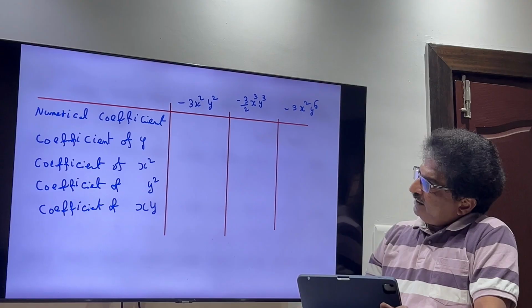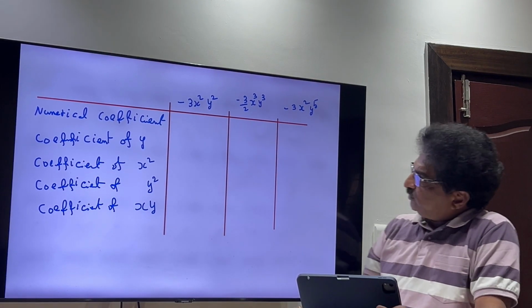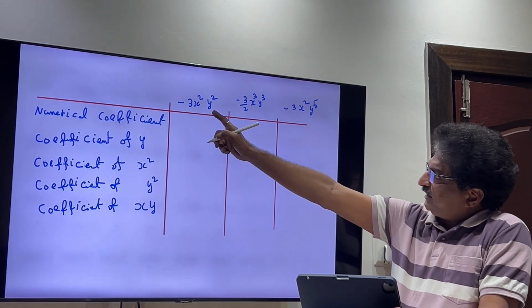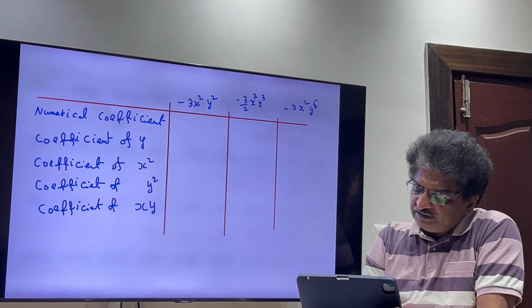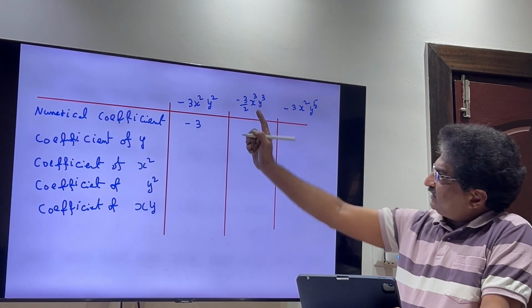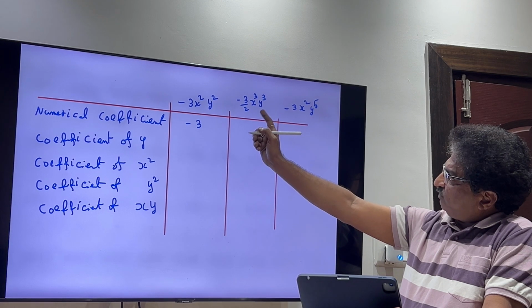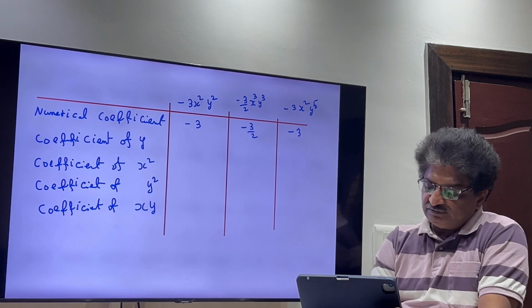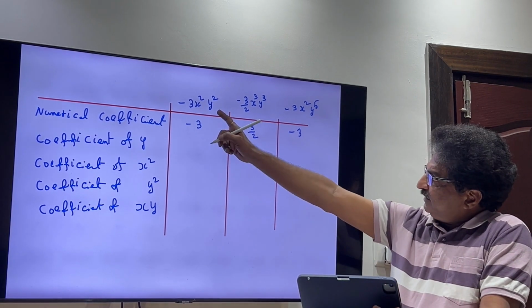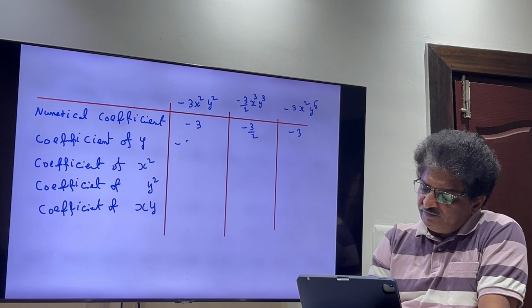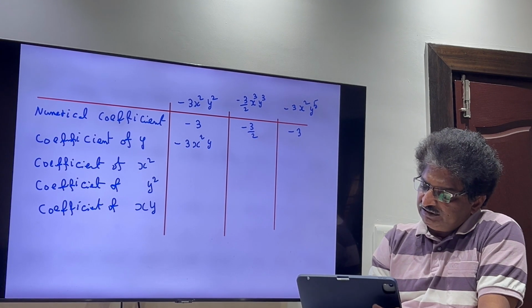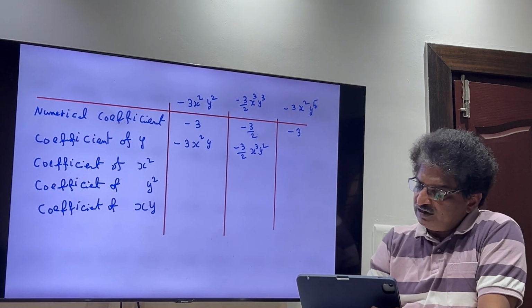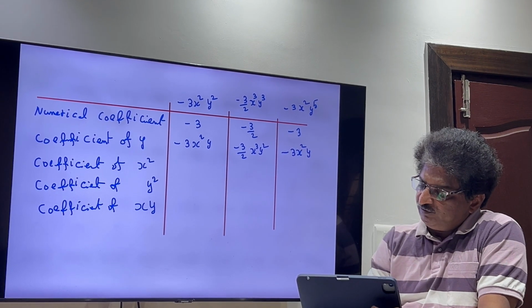This is about coefficient. Let us discuss some more examples about coefficients. Here, in the first example, minus 3x square y square. What is the numerical coefficient in this one? Minus 3. In the next example, minus 3 by 2 x cube y cube, the numerical coefficient is minus 3 by 2. Similarly, minus 3 is the numerical coefficient here. Next, coefficient of y. In the first one, the coefficient of y is minus 3x square y. Here, minus 3 by 2 x cube y square. Here in this one, minus 3x square y power 4.